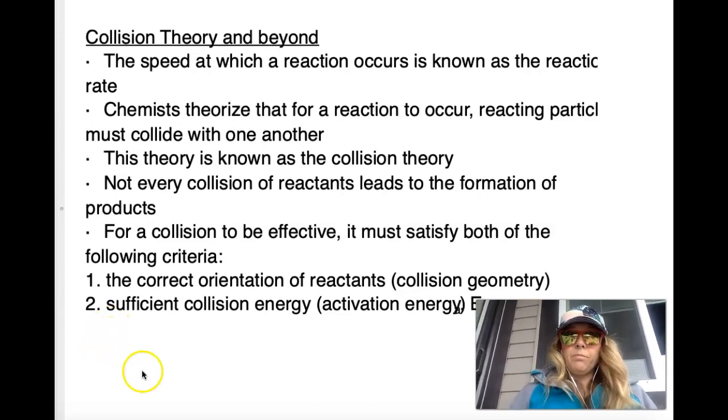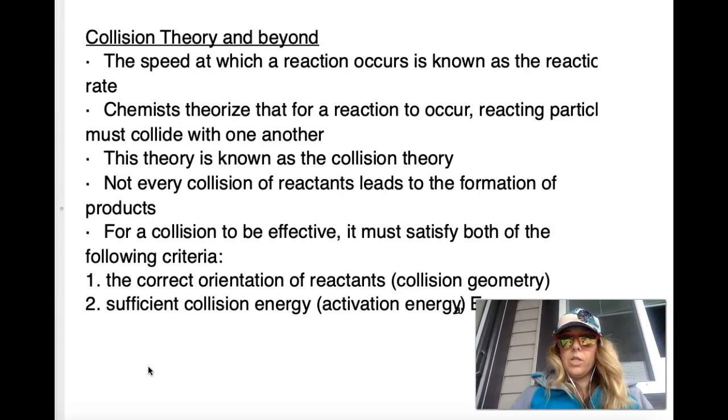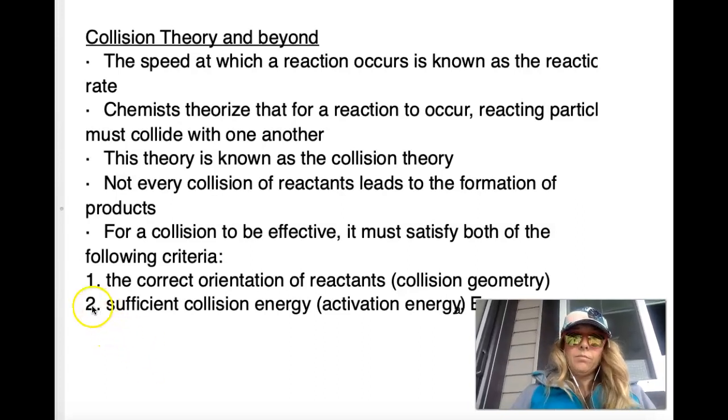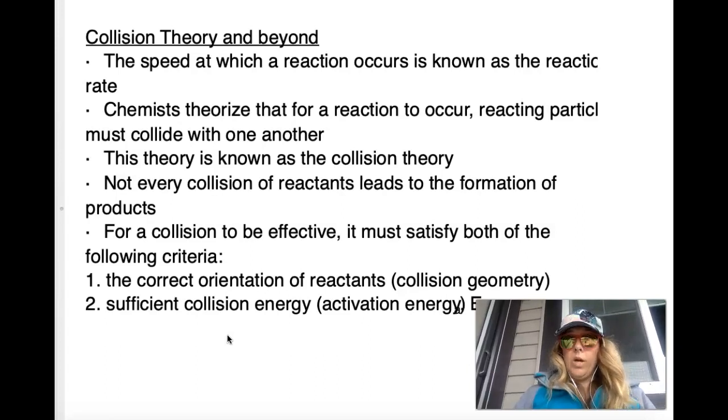So for a reaction to be successful, and when we say successful we mean for those reactants to come together and turn into products, there's two things that need to happen. The first thing is they have to collide with the correct orientation of reactants, right? If you think back to Chem 20 when we did bonding, remember all of those shapes? There were very specific spots for things to go. They couldn't just go wherever they wanted. So what we find is if those molecules don't collide correctly, they're never going to turn into products because they're not in the right orientation.